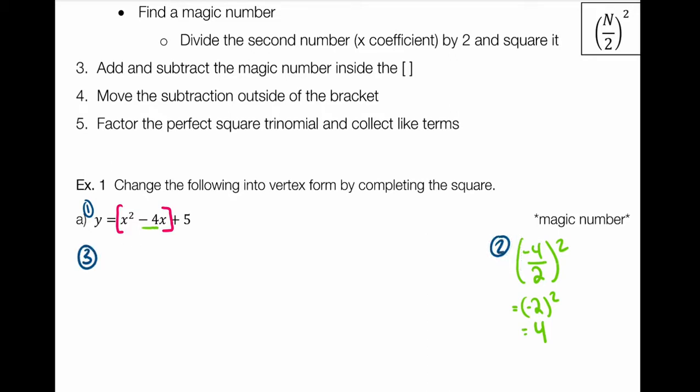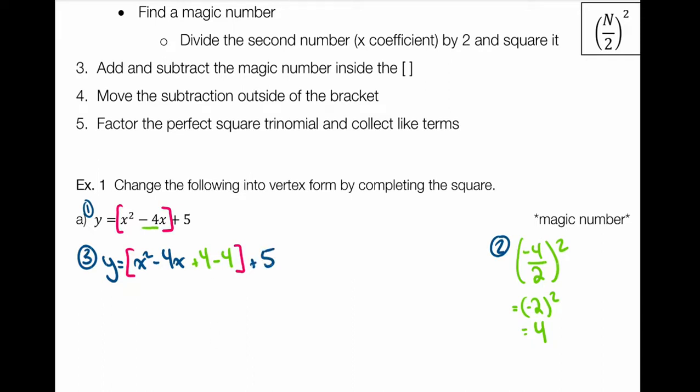Step 3 says to add and subtract the magic number inside those brackets. So we have y equals, then x squared minus 4x. I'm going to add and subtract this, so plus 4 minus 4. And then the plus 5 is still outside the bracket.